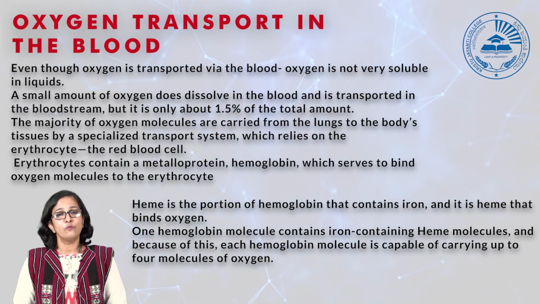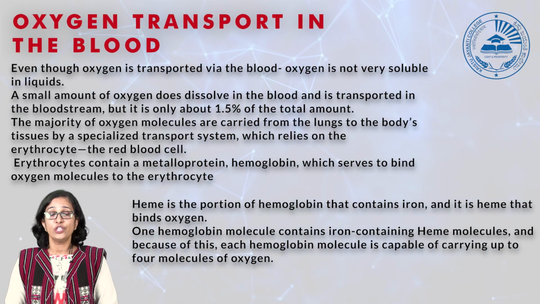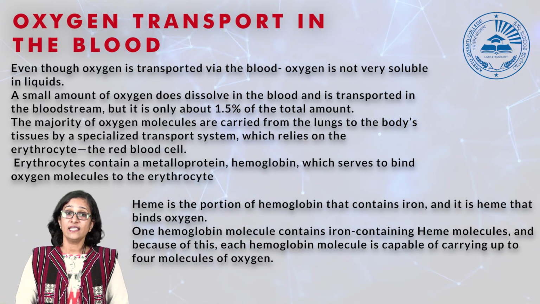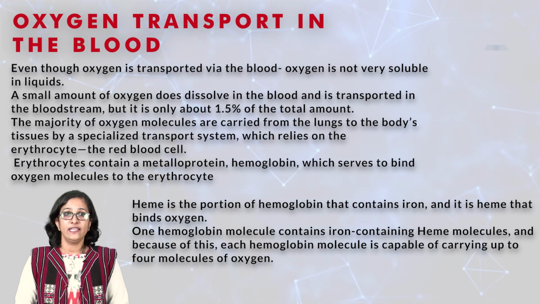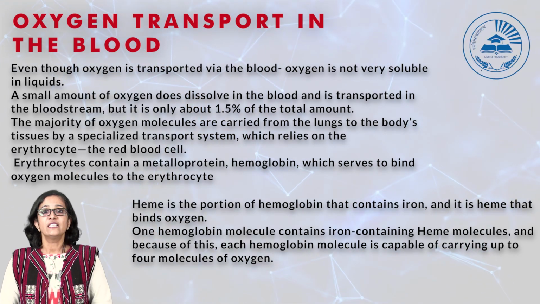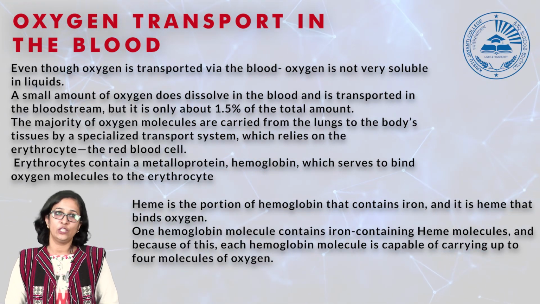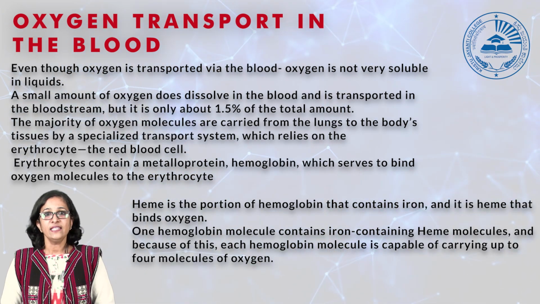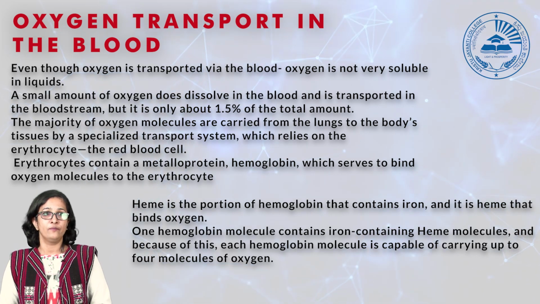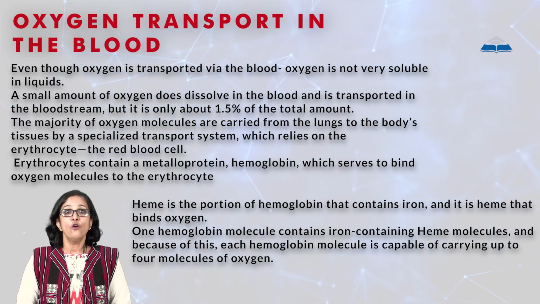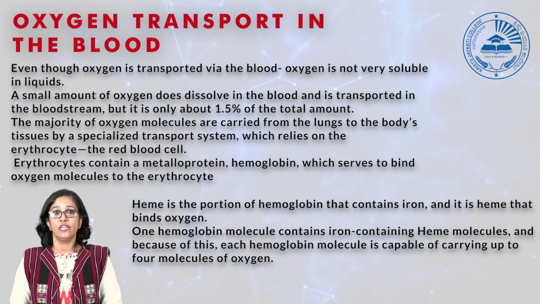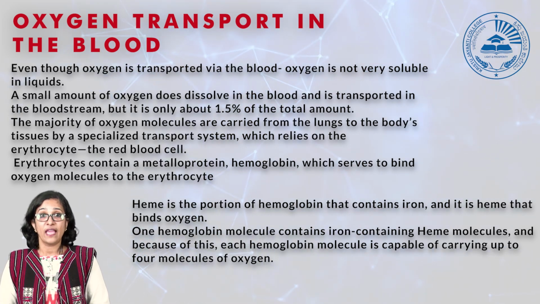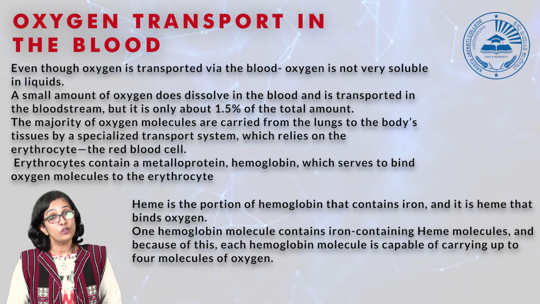The majority of oxygen molecules are carried from the lungs to the body's tissues by a specialized transport system which relies on the erythrocyte, that is, red blood cells. Erythrocytes contain a metalloprotein known as hemoglobin, which serves to bind oxygen molecules to the erythrocyte. Heme is the portion of the hemoglobin that contains iron, and it is the heme that binds to oxygen. One hemoglobin molecule contains 4 iron-containing heme molecules, and because of this, each hemoglobin molecule is capable of carrying up to 4 molecules of oxygen.